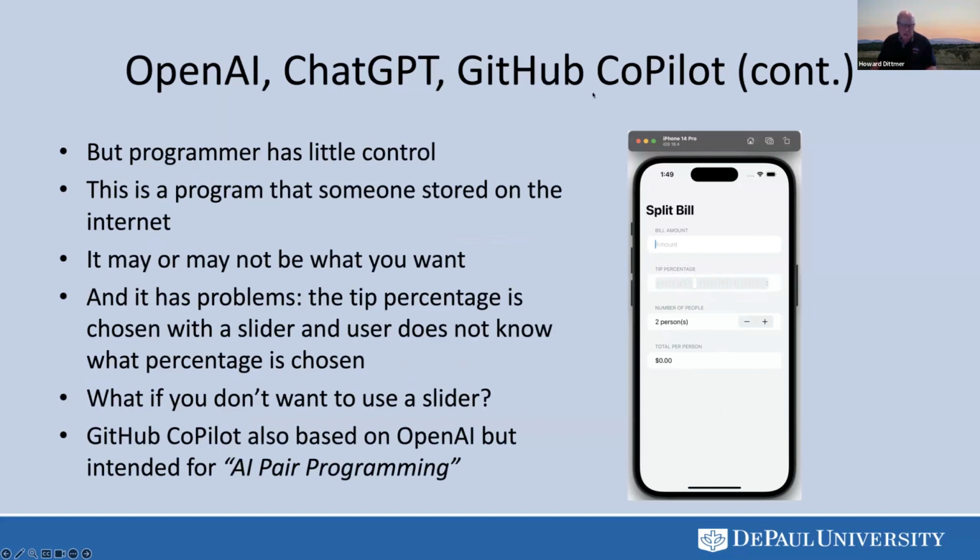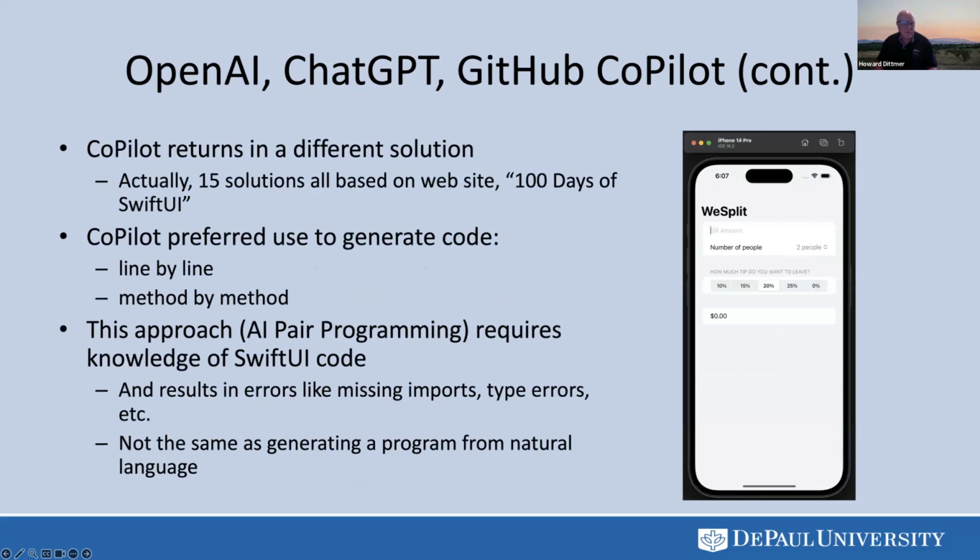Well, these tools, the large language models, are really based on the language database that it starts with, and in this case, Copilot, for example, is based on GitHub, and in fact, if you start looking, there is actually a website out there that has a class called 100 Days of SwiftUI. And it turns out that all 15 solutions I received all had basically the code that comes from 100 Days of SwiftUI.